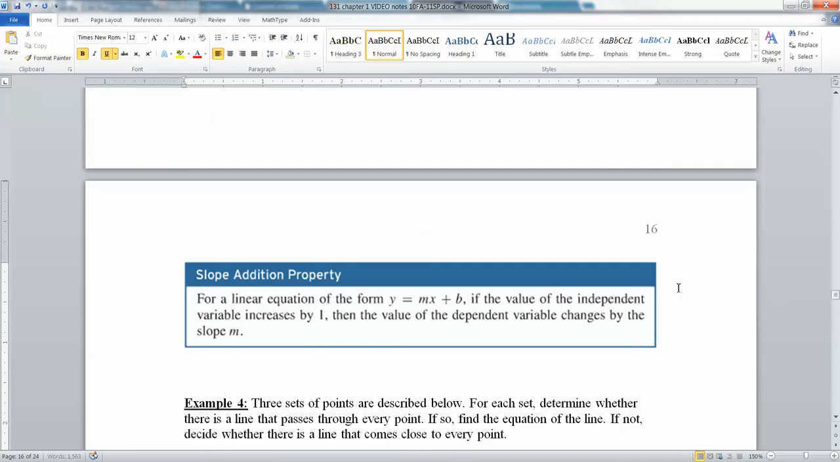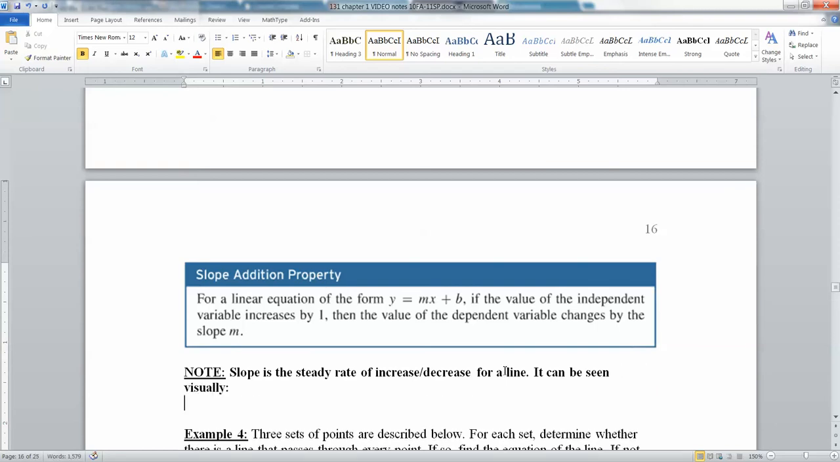Note. Slope is the consistent, some could say steady, rate of increase or decrease. Here, I'll make it easier. The steady rate of increase or decrease for a line. Now you can see it visually. It can be seen visually in 3 ways. Now, what are those 3 ways?